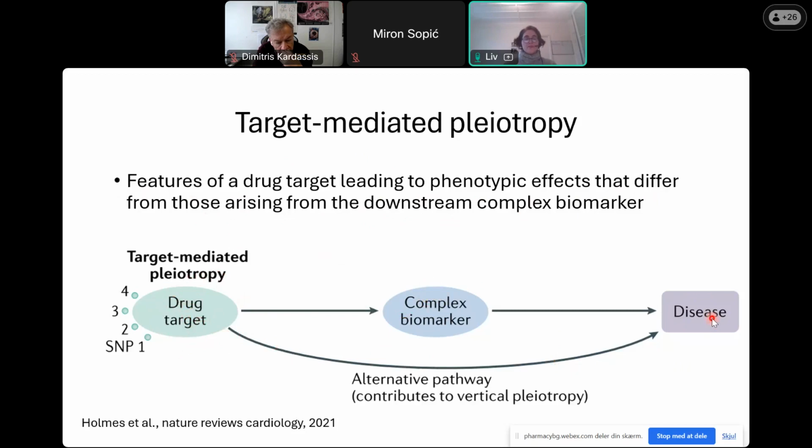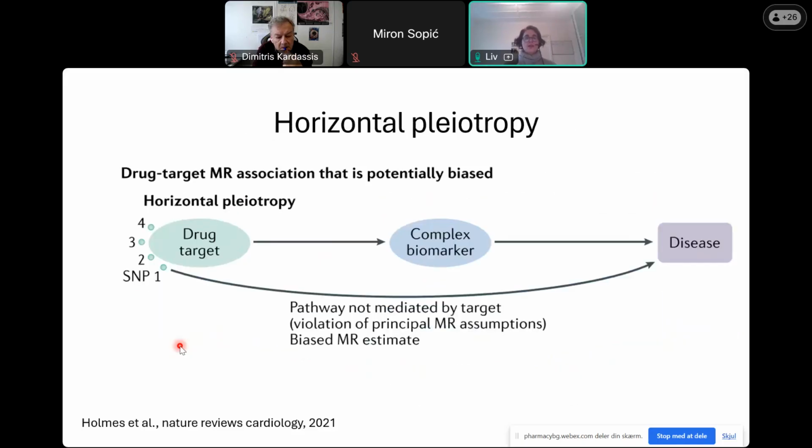But if the variants you choose have the same alternative pathways as the actual drug target, that's not a problem because you are interested in mimicking the drug target, and so if you get effects that you also get when you give the actual drug targets, that's fine, and that's actually what you're interested in.